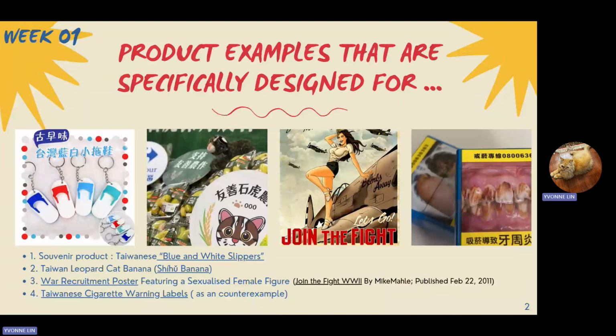Third, moving to a completely different strategy, is a wartime recruitment poster from World War II featuring a visually appealing female figure. These posters were designed to draw attention and influence people, demonstrating how design can be used as a persuasive and sometimes manipulative tool. Finally, we have cigarette warning labels.